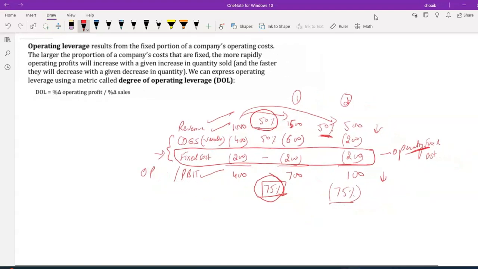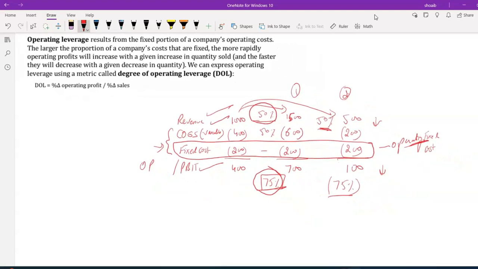So there is a concept called operating leverage. The formula is equal to contribution divided by PBIT. Okay. Contribution means sales minus variable cost.